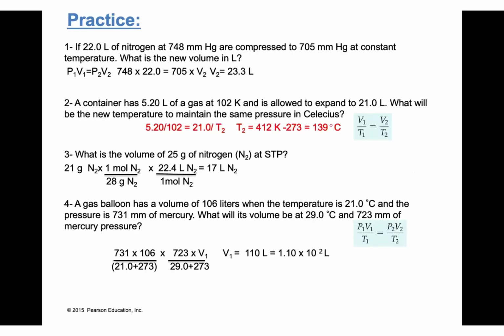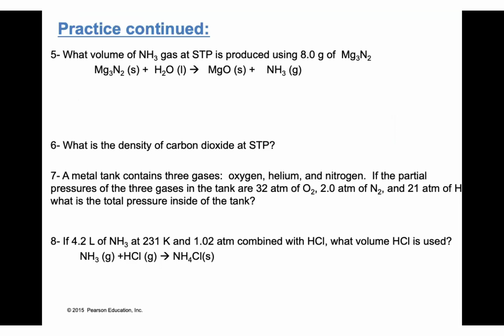But if in the question they gave you Kelvin like 273.15, use that one, okay? But I'm okay if you put 273 by itself. So what volume of NH3, that's question 5. What volume of NH3 gas at STP is produced using this much of Mg3N2?